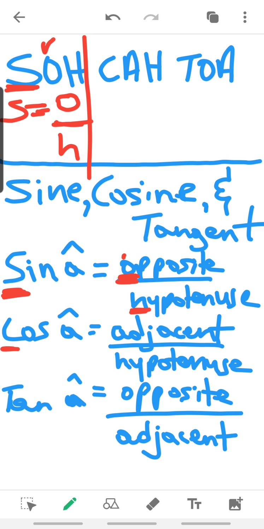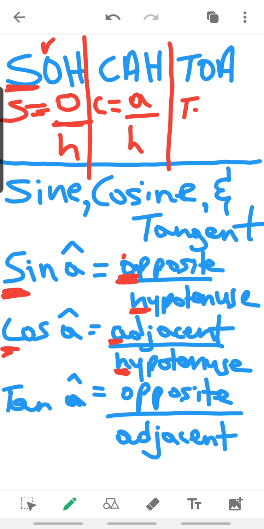Then we have our cosine. Cosine begins with C is equal to A for adjacent. We have A over here over H for hypotenuse. And then finally we have our tangent. So tangent, this is our T for tangent, is equal to our O for opposite over A for adjacent.